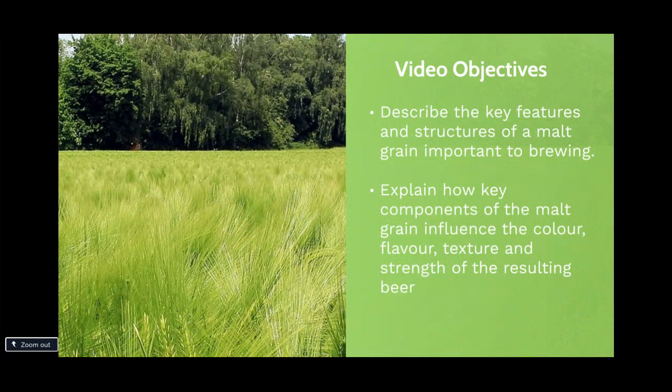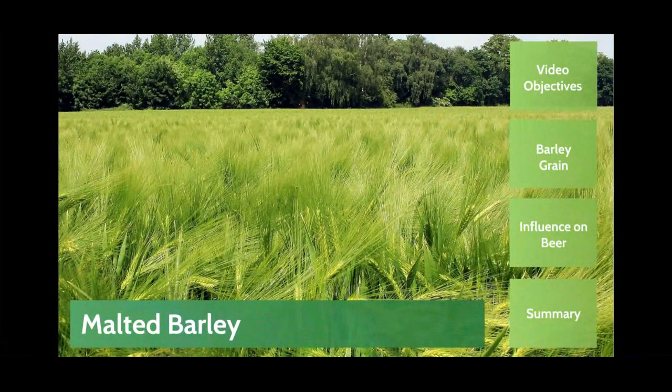And then what we're going to do is explain how key components of the malt grain influence the colour, the flavour, the texture and the strength of the resulting beer, and how we can vary that using different malt variants and different temperatures, etc. These kind of things that we're interested in. Now, firstly, let's have a look at the barley grain itself.